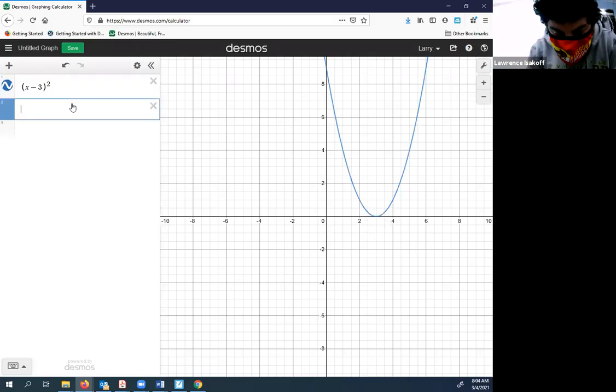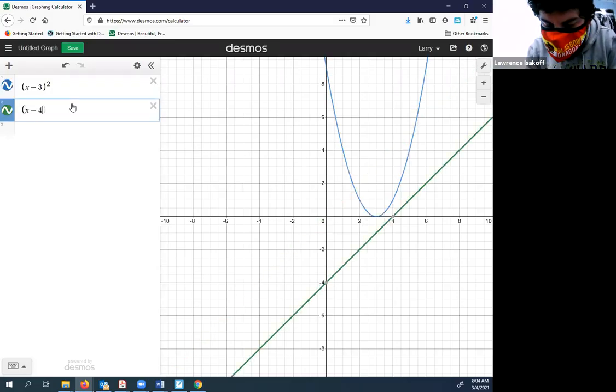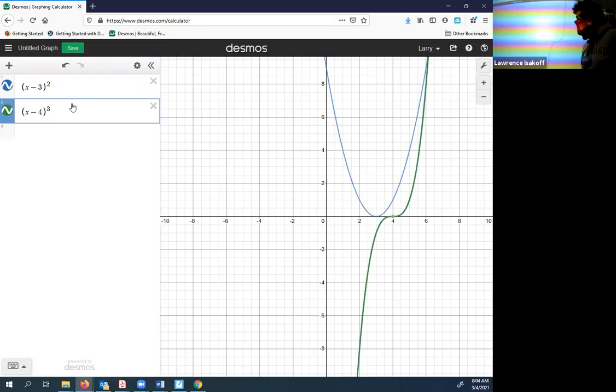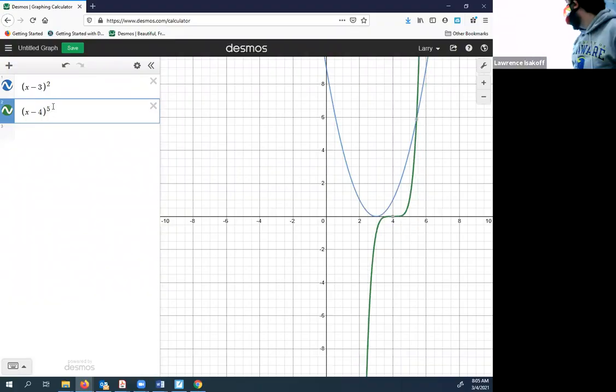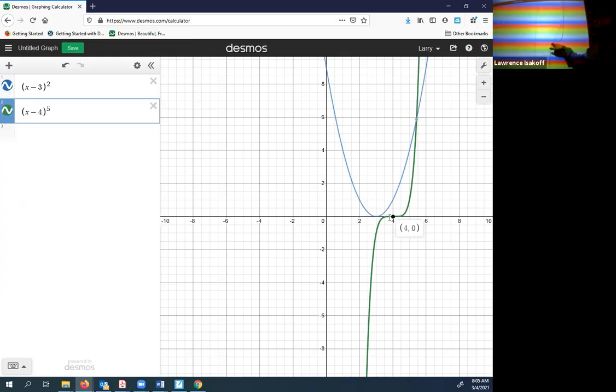Now, the other one said, what if I said my zero's at 4, so that's x minus 4, and has an odd multiplicity like 3? So when we see this odd multiplicity, I see this leveling out here, right? It kind of looks like it levels out, then changes how it turns. That's what we'll see with an odd multiplicity. I could even change that to the 5th, and we'll see very similar behavior right there at 4. Again, it looks like it's leveling out a little more, but we see it just touches at 4.